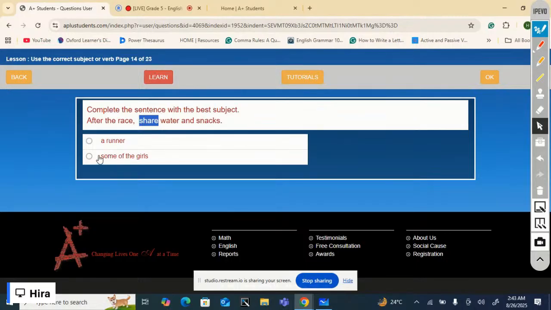So, who got it? Share is the verb. Which subject must be used? A runner or, sorry, some of the girls. Yes, you're right. Option 2. Some of the girls share water and snacks.